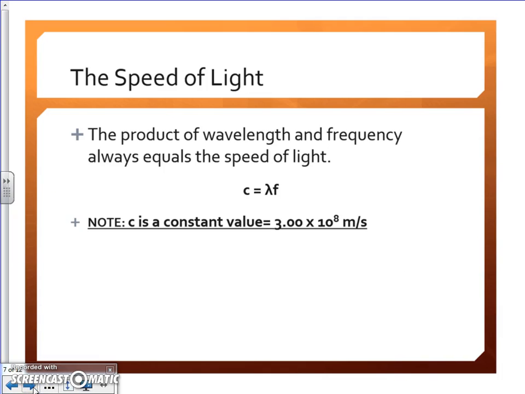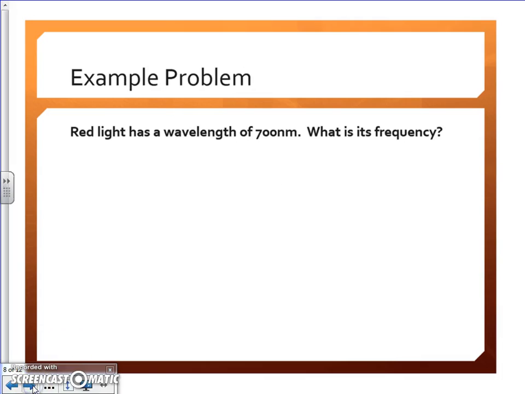Alright, speed of light. It's equal to wavelength times frequency, and this is a constant. So speed of light is a constant. If one of these changes, the other one has to change, so this stays the same number. So an equation you're going to need right there: c is equal to wavelength times frequency.